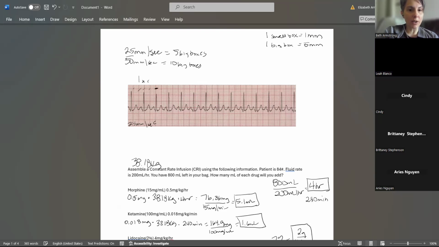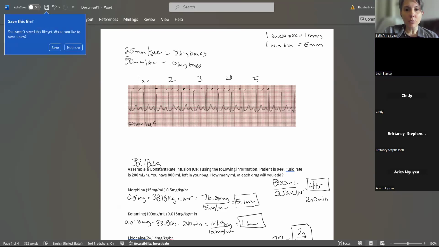Okay. I'm going to keep going. 1, 2, 3, 4, 5. There's another second. 1, 2, 3, 4, 5. So 3. 1, 2, 3, 4, 5. 4. 1, 2, 3, 4, 5. 5. 1, 2, 3, 4. And 5 would be right here. I think I cut it off a little early. So 6 seconds. Okay. So if I have 6 seconds worth of my ECG, we need beats per minute, right?